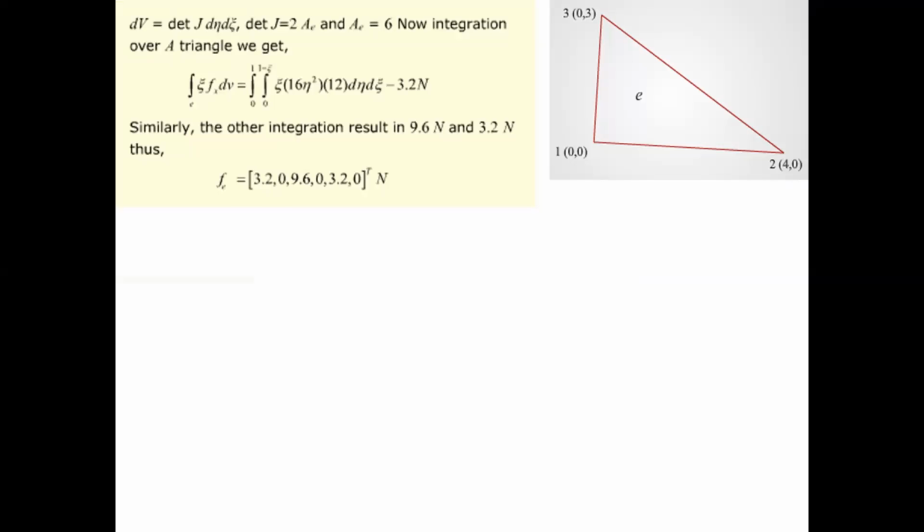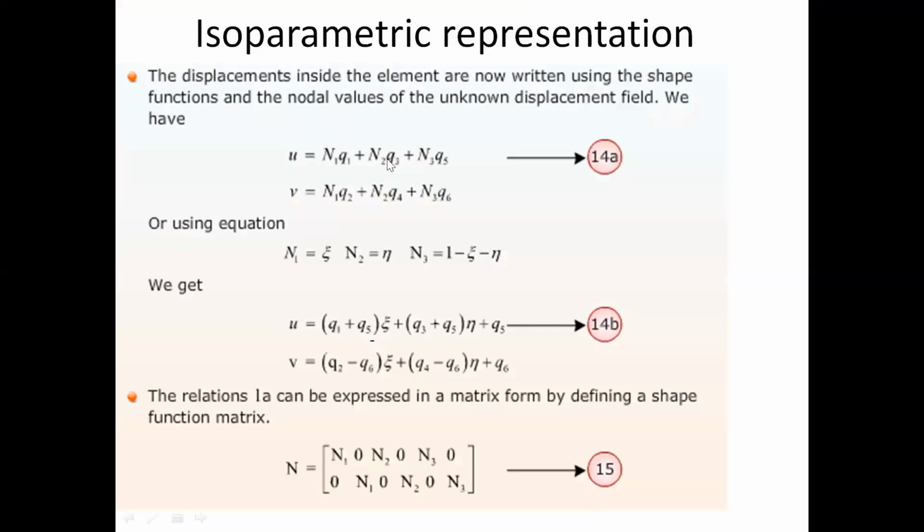Then the limits are 0 to 1, and the second one is 0 to 1 minus xi. Then you can expand this integration, and you know the xi integral power 3, xi integral power 2, or xi integral power 1. You can use the corresponding integration values we have written previously and substitute those. After expansion, you get the equivalent volume load.